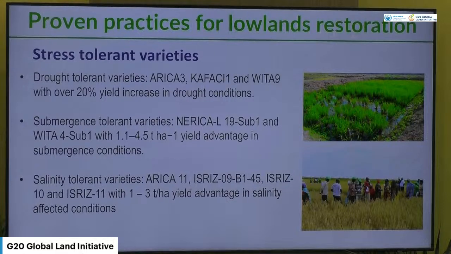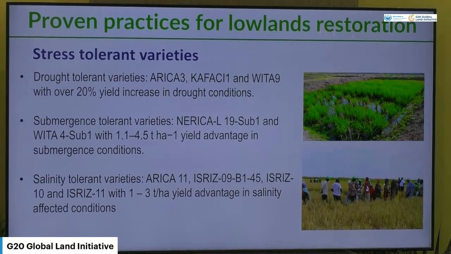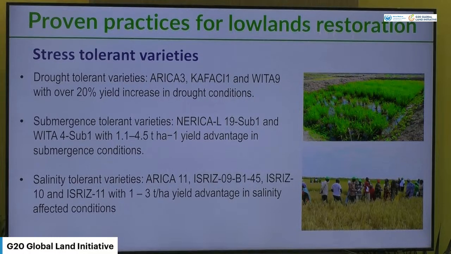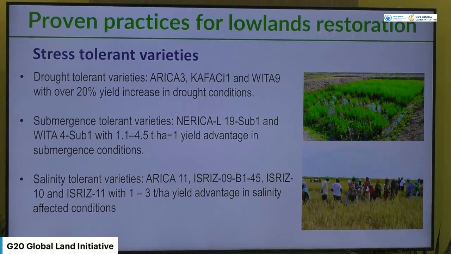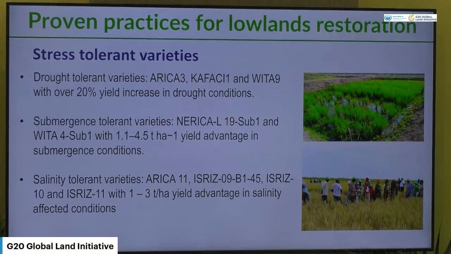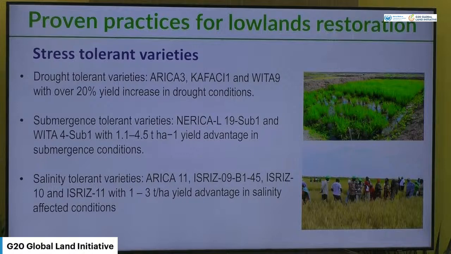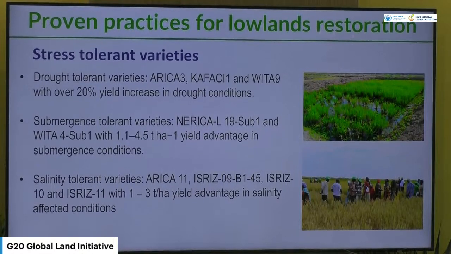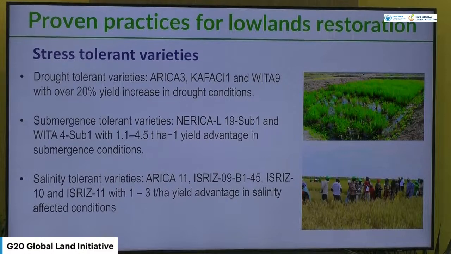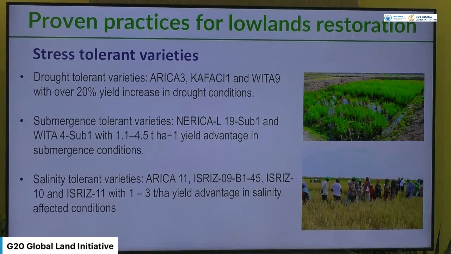For instance, Arica 3, Kafasi 1, Wita 9, which actually have at least 20% yield increase in drought condition. We have submergence-tolerant varieties, like Nerica L90 Sub1 and Wita 4 Sub1, that contribute to increase yield by 1.1 to 4.5 tons per hectare in flooding condition. We have varieties that are tolerant to salinity, particularly Arica 11 Isri, with a yield advantage of 1 to 3 tons per hectare in salinity-affected condition. This is very important information because we know that salinity, for instance, is becoming a major issue due to climate change in most of the coastal countries.